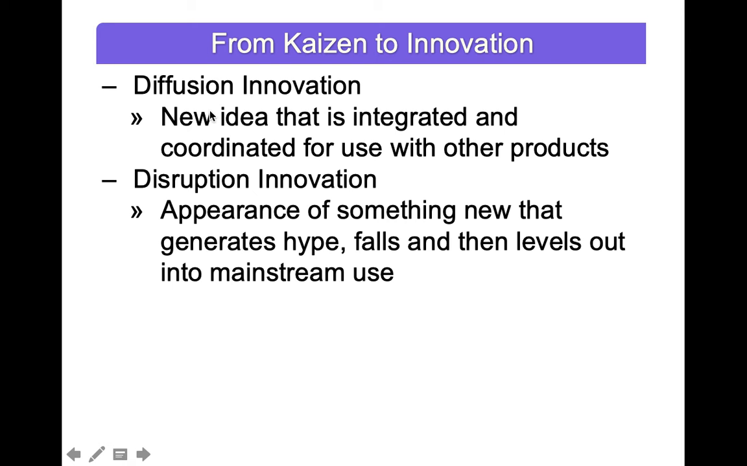So diffusion innovation is a new idea that is integrated and coordinated for use with other products. And disruption innovation is the appearance of something new that generates hype, falls, and then levels out into mainstream use. So these are two types of innovation that can occur. And so I guess an example would be, disruption would be an example that would be when Steve Jobs came out with the iPhone.